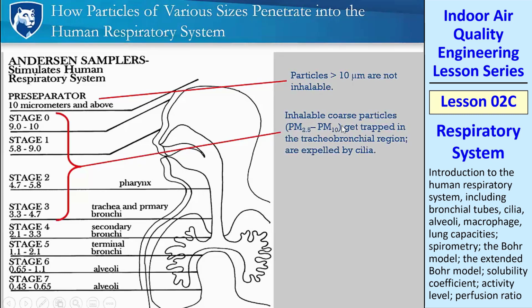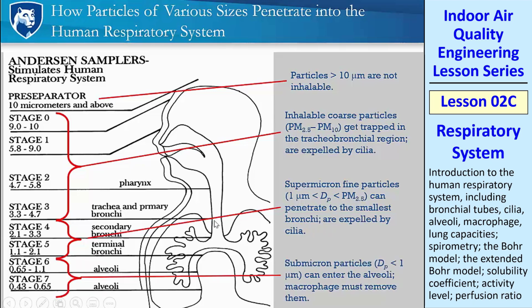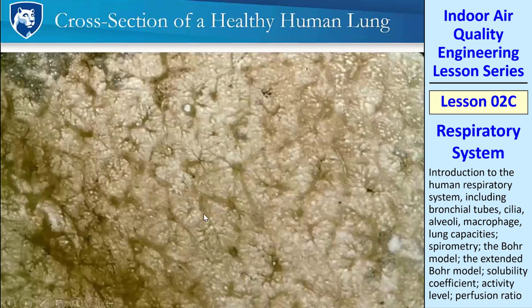We call these inhalable coarse particles that get trapped in the tracheobronchial region, expelled by cilia, when they're between 2.5 and 10 microns. About 1 to 2.5 microns get into the really tiny bronchial tubes, and then the submicron particles get into the alveoli. Here's a cross-section of a human lung. Fairly healthy.